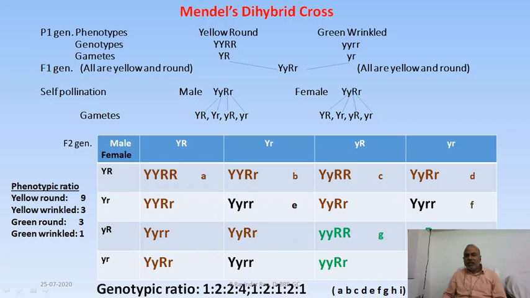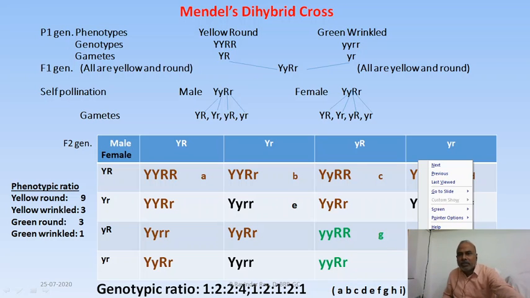And you see another olive green color, green and wrinkled. I'm sorry, here it must be small y. Just a minute, I'll change it now.